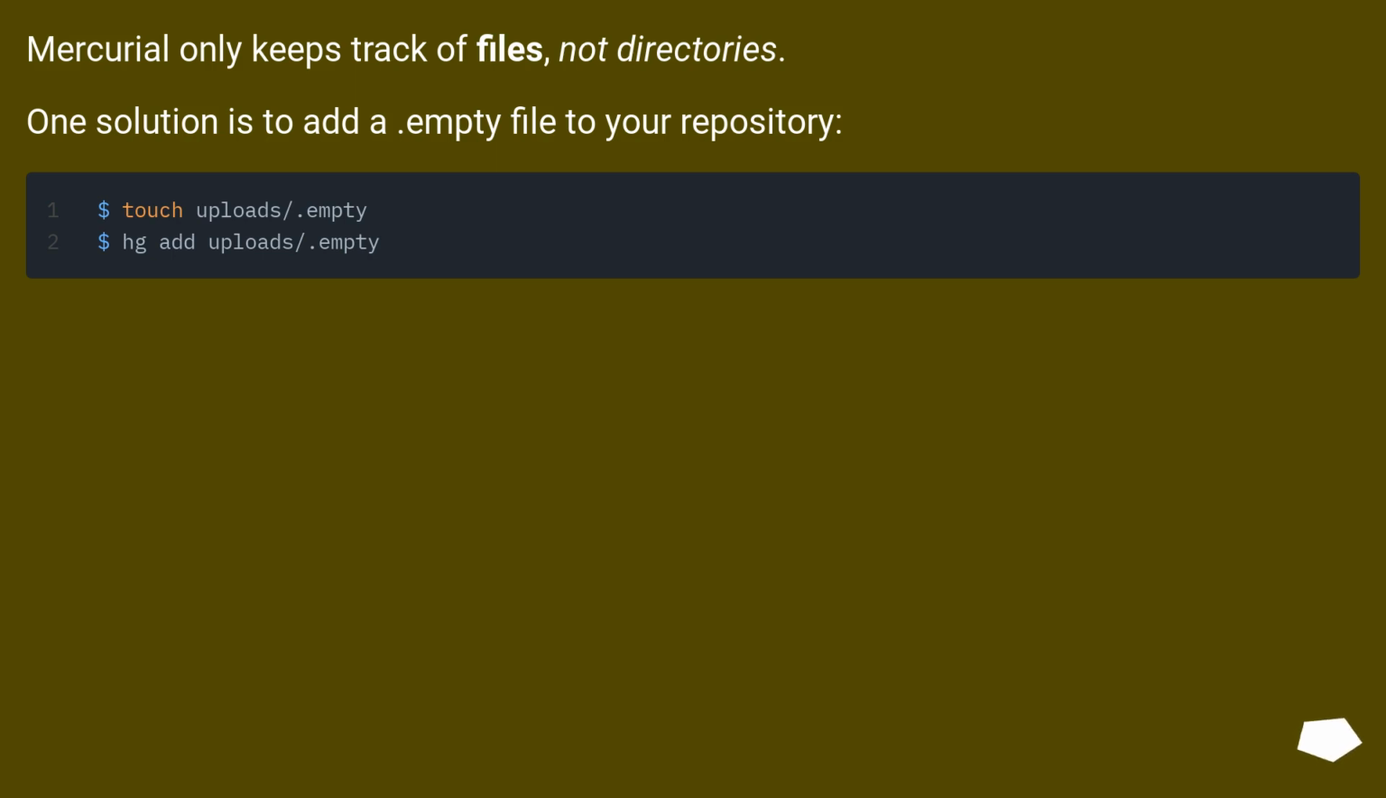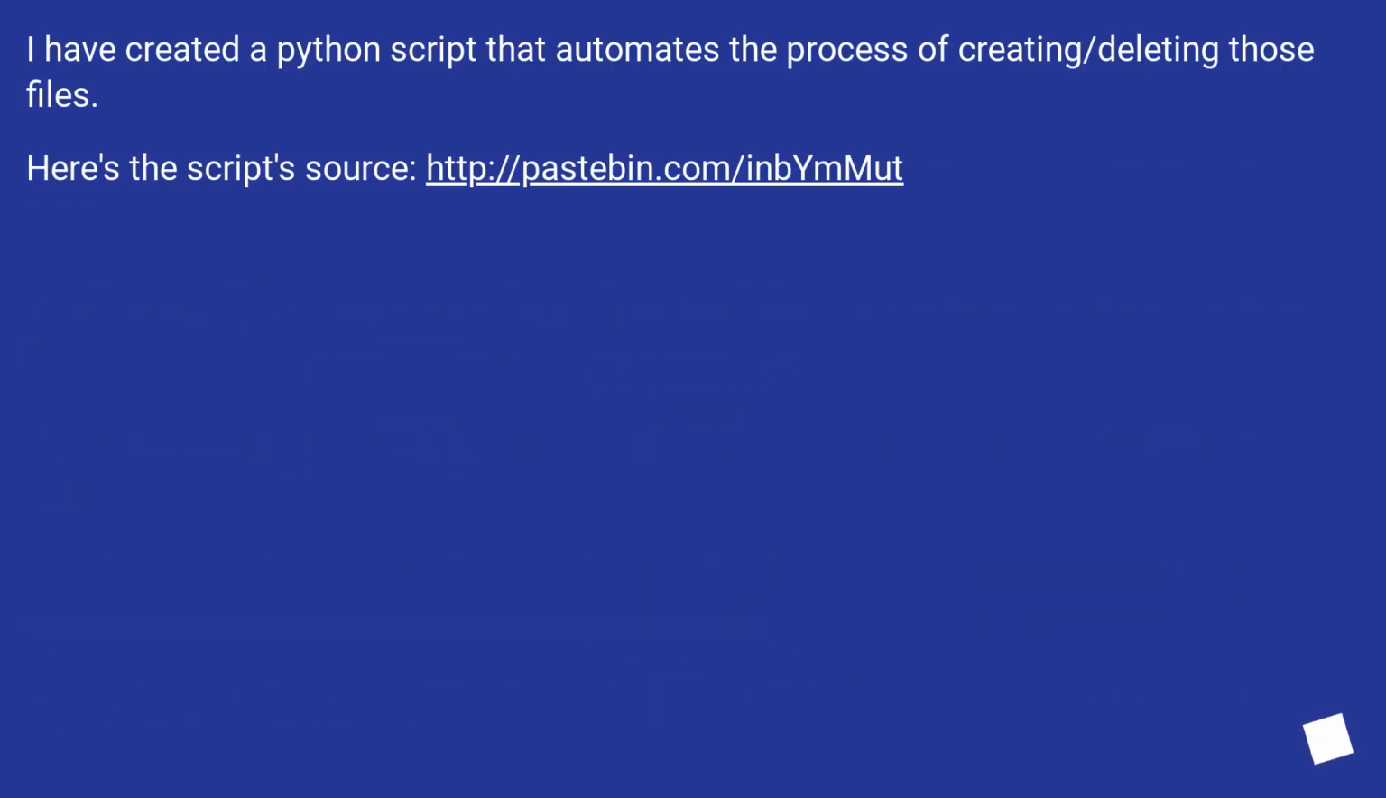Mercurial only keeps track of files, not directories. One solution is to add an empty file to your repository. I have created a Python script that automates the process of creating and deleting those files. Here's the script source, at this URL.